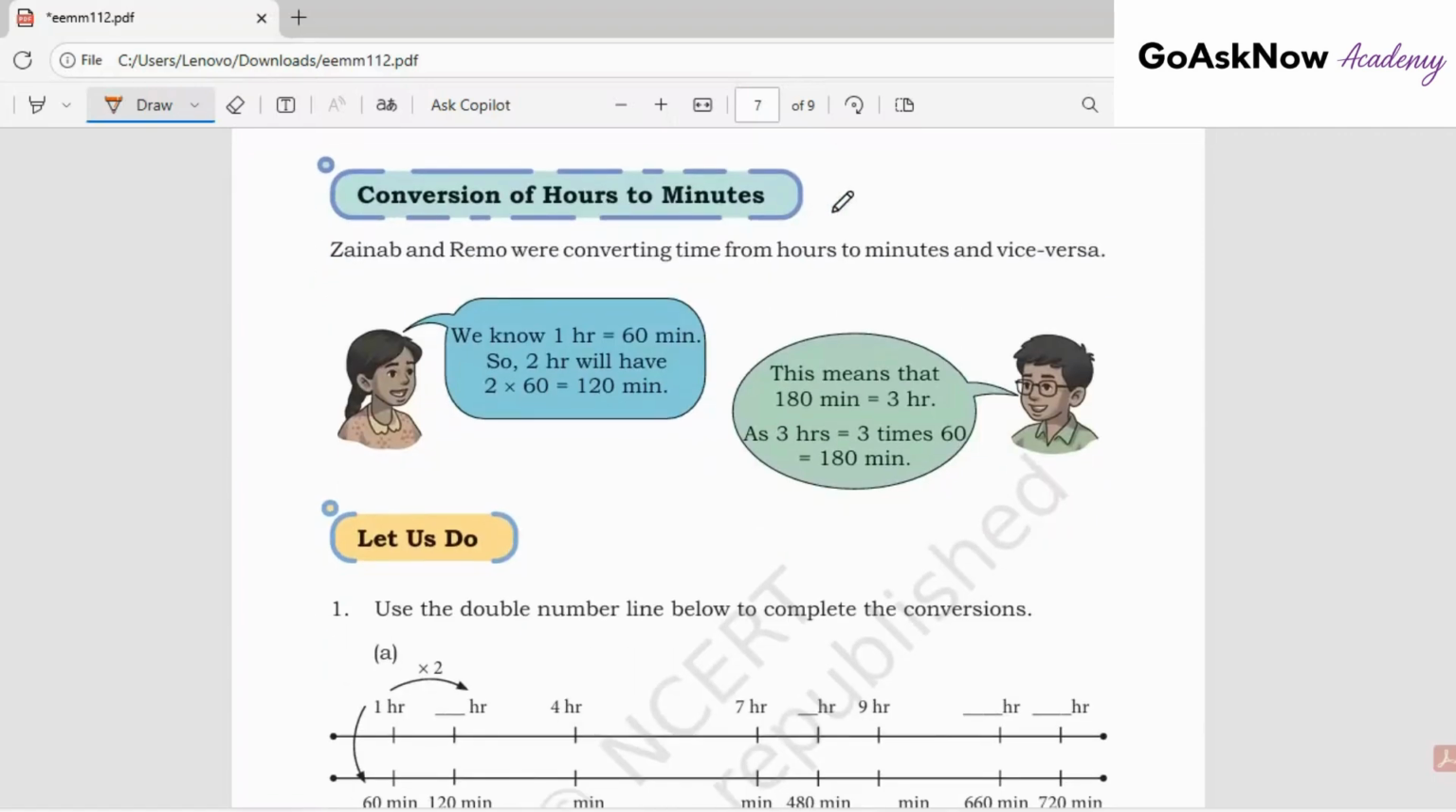Conversion of hours to minutes. We are converting time from hours to minutes and vice versa. We know that 1 hour is equal to 60 minutes. 2 hours is equal to 2 times 60, which gives 120. And 3 hours is equal to 3 times 60, which is 180. This means that 180 minutes is equal to 3 hours.